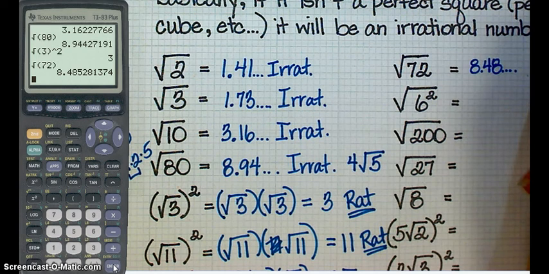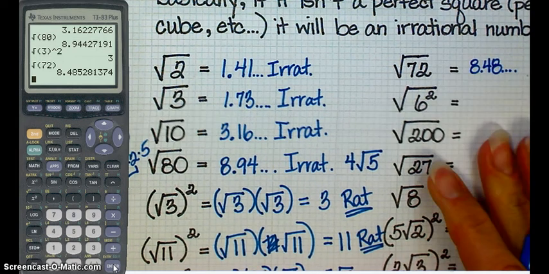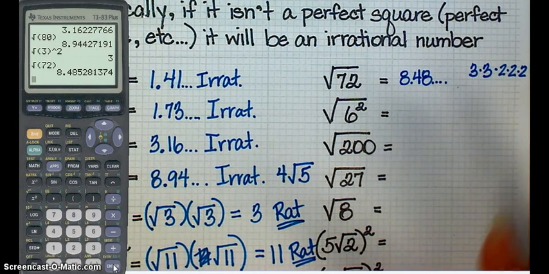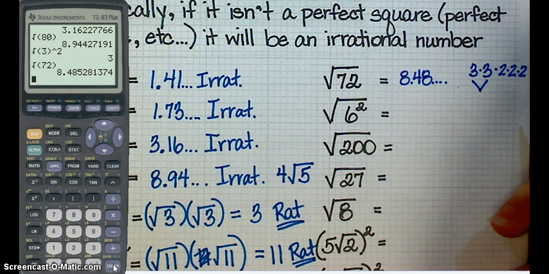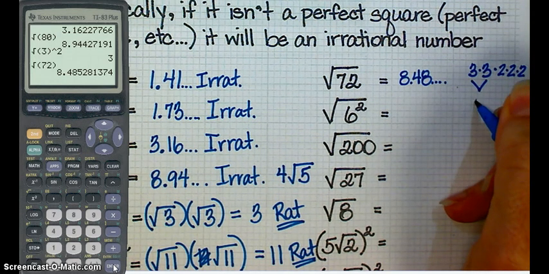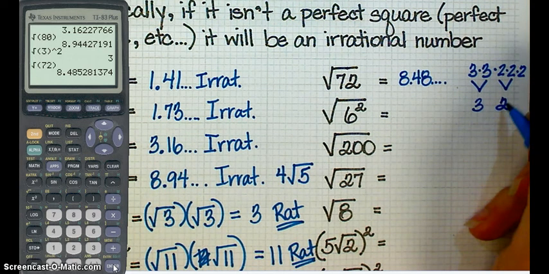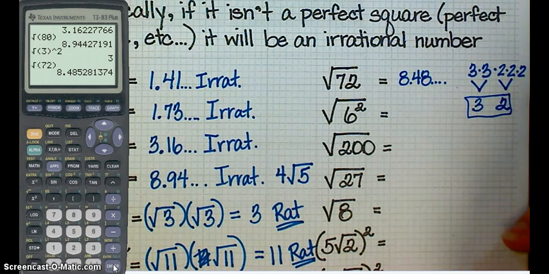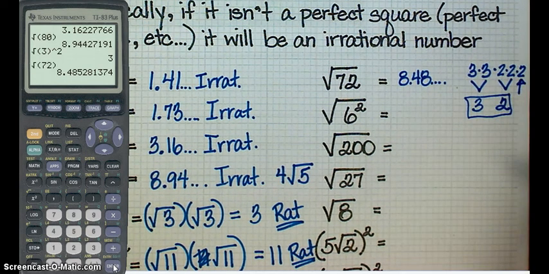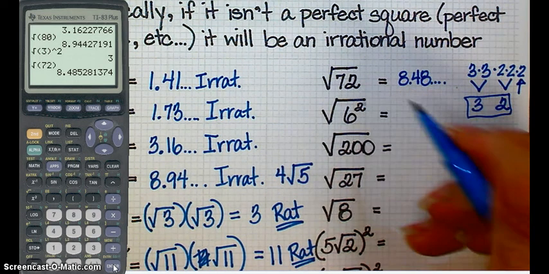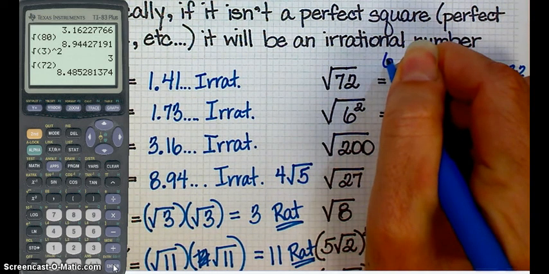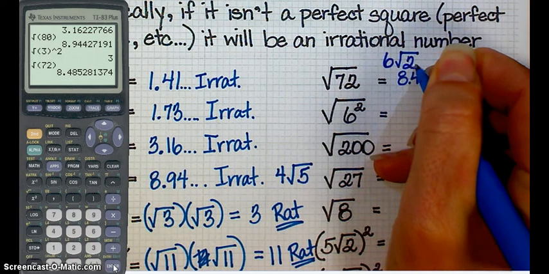Okay, but I can also factor out 72. 72 is 9, which is really 3 times 3, times 8. 8 is really 2 times 2 times 2. Well, 9 is a perfect square, so I can take the square root of 9 and I get a 3, and that comes out of the radical. 4 is a perfect square of 2, so I can take the square root of 4 and I wind up with 2. So these two can come out of the radical, but I do have one thing left. So square root of 72 can also be written as 6 times the square root of 2.